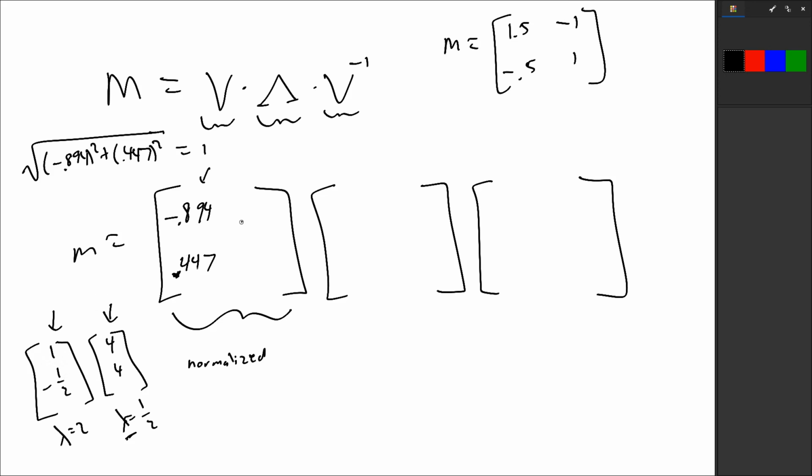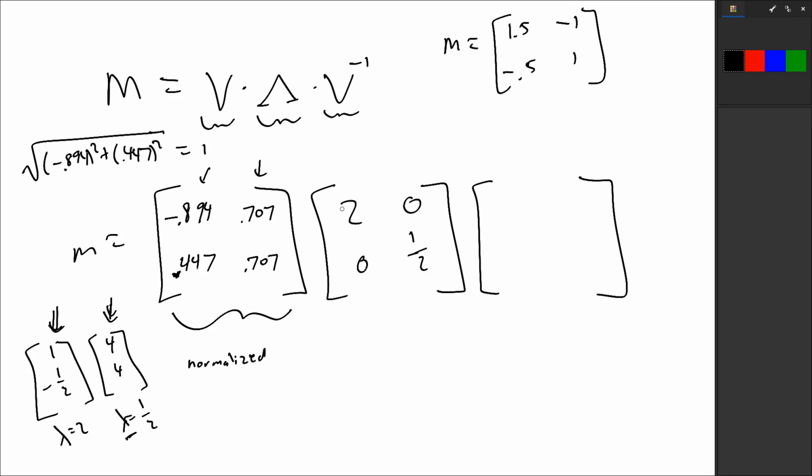And then over here, I'm going to put 0.707, 0.707. The length of this column is 1, and it points exactly in the 4, 4 direction. Okay? So these are the eigenvectors, even though they don't look exactly like this, simply because I've scaled them to be normalized. Then this thing here is going to be 2, 0, 0, 1/2, right?